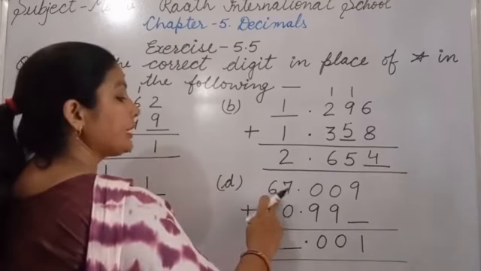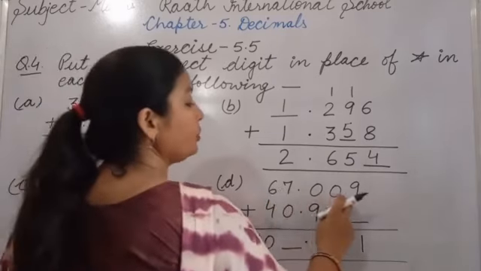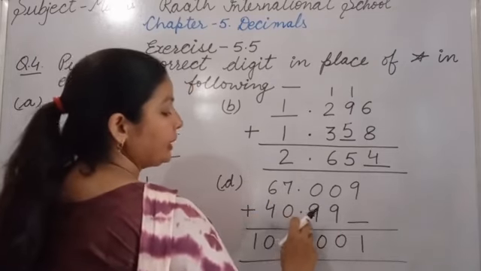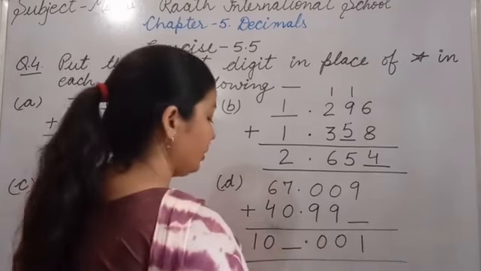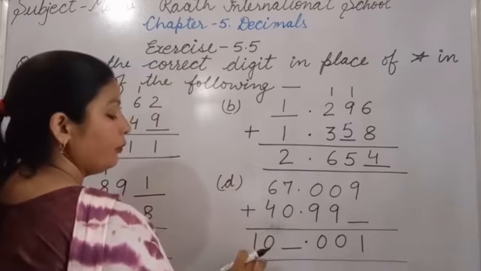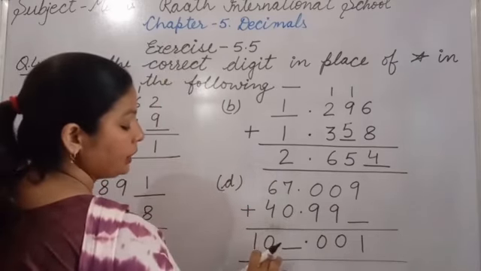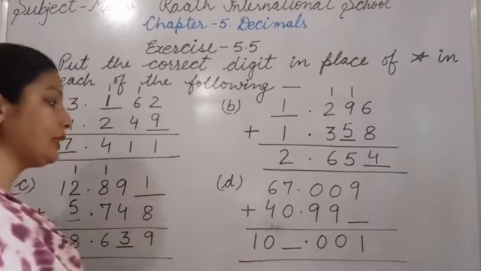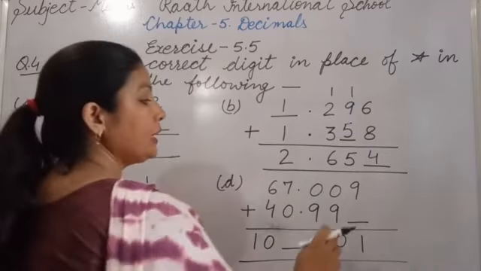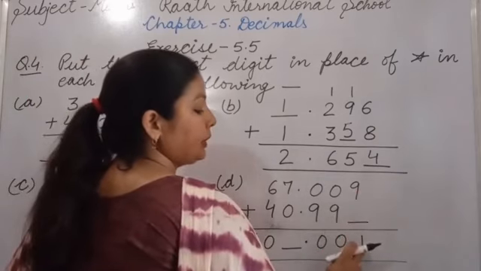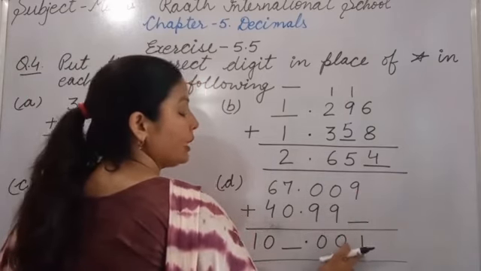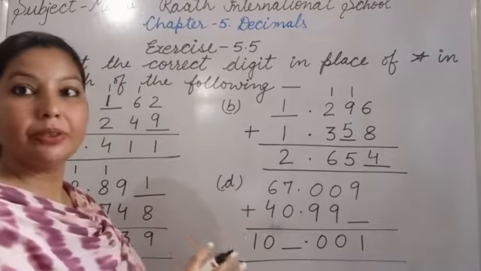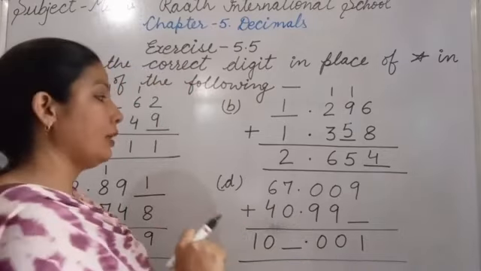There is 67.009. Okay. And plus 40.99 blank. And in the answer 1, then 0, then blank 0.001. Okay, so let me start what we have to fill. So there is 9. 9 plus what? Then we can get here 1. So 9 is greater than 1. So up to 9 it will not come in the next line. So in the next line it will come.